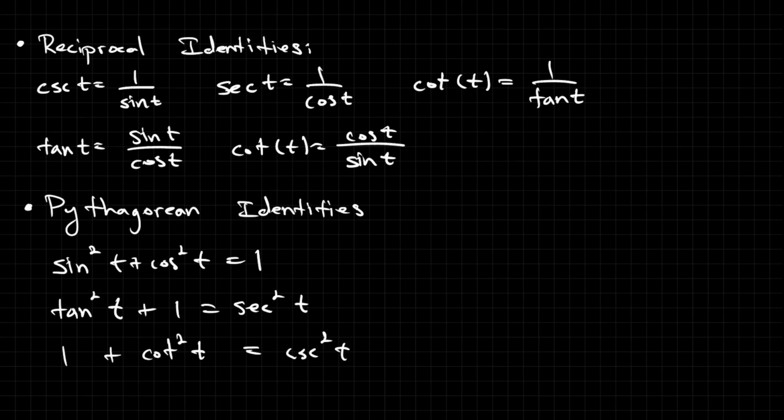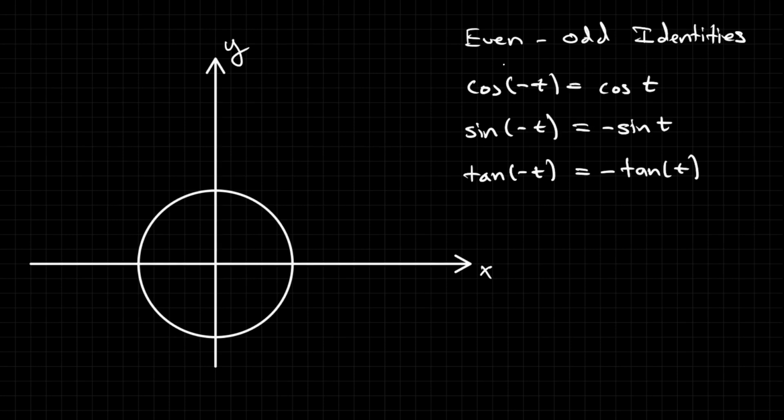We'll also occasionally need to use the so-called even-odd identities, which says that cosine of minus t is cosine t. In other words, cosine of t is an even function. Sine of minus t is minus sine t. In other words, sine of t is an odd function. And tangent of t is also an odd function. Let's briefly discuss why these are true.